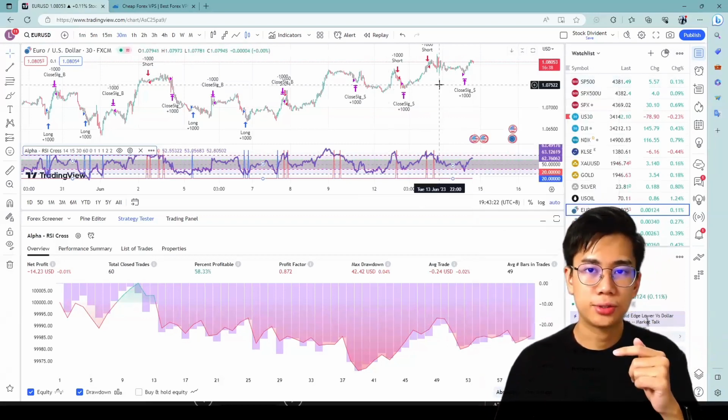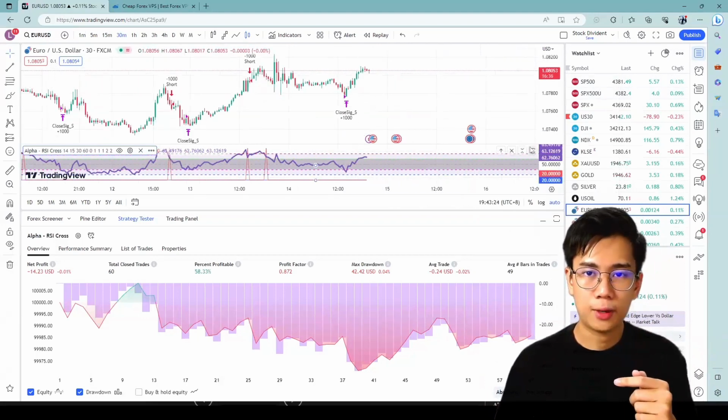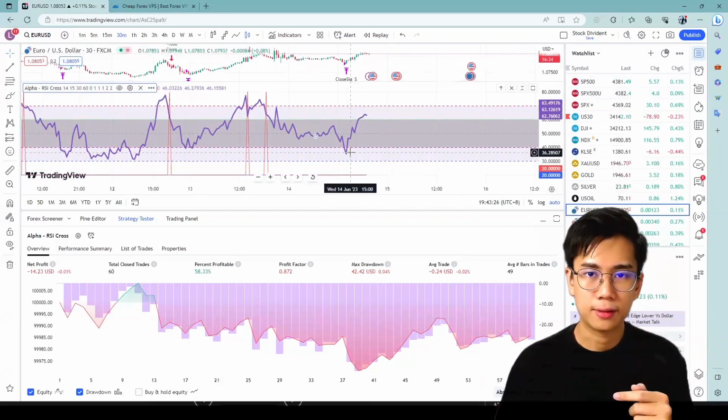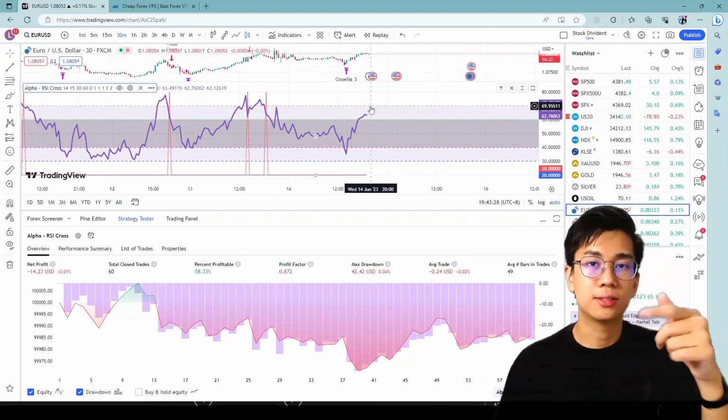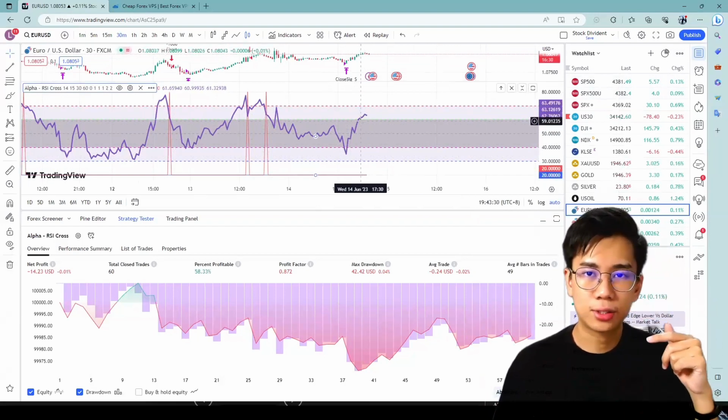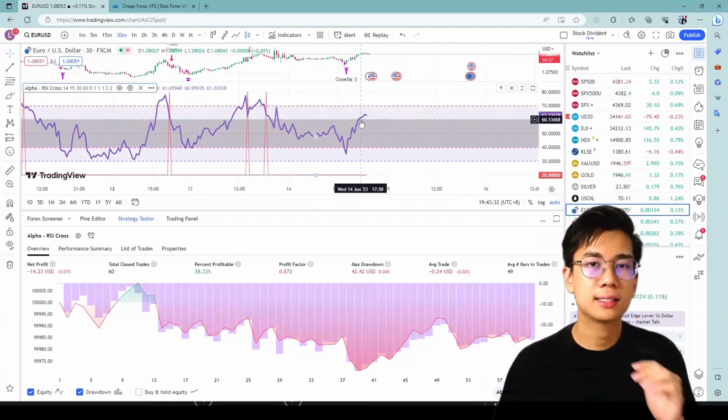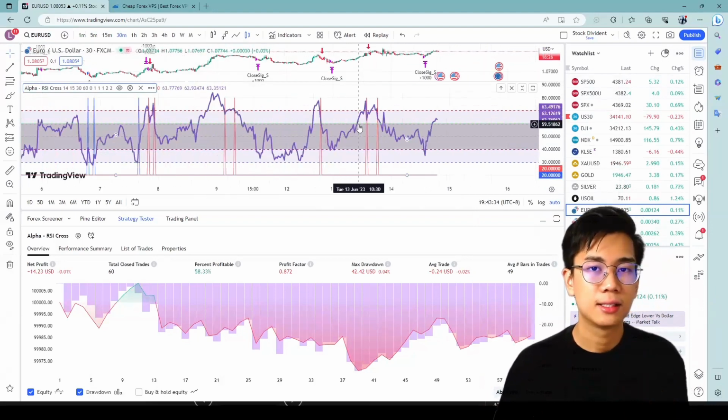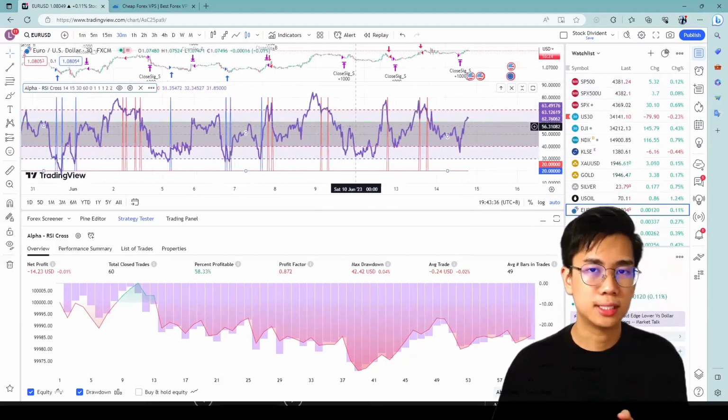Remember, last time I showed you guys that we will buy when RSI crosses below, right? But we don't close when it really goes to the other side. As long as it crosses above 60, we exit earlier. So this will do the same thing as well.